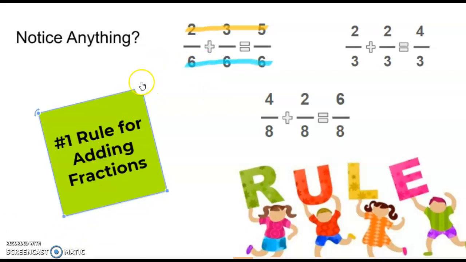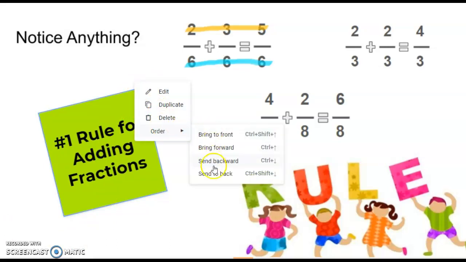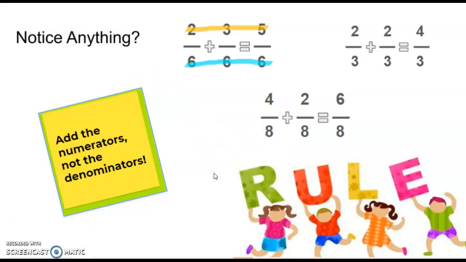All right, let's go ahead and see what this rule is. Turns out the number one rule for adding fractions is add the numerators, not the denominators. So if we look back at our example, we did 2 plus 3 equals 5, but 6 plus 6, that does not quite equal 6. So we added the top numbers and not the bottom numbers. Do you have any idea why that might be?